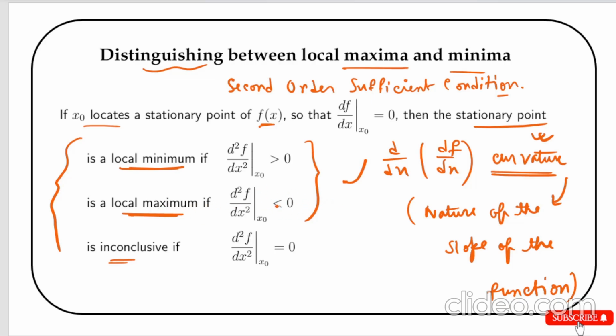Here you have the double derivative to be negative. After this point the slope is decreasing, so this will give you local minima, this will give you local maximum. And we will discuss this third case where it is inconclusive in nature, where the second derivative is exactly equal to 0. We'll see what to do with this condition.